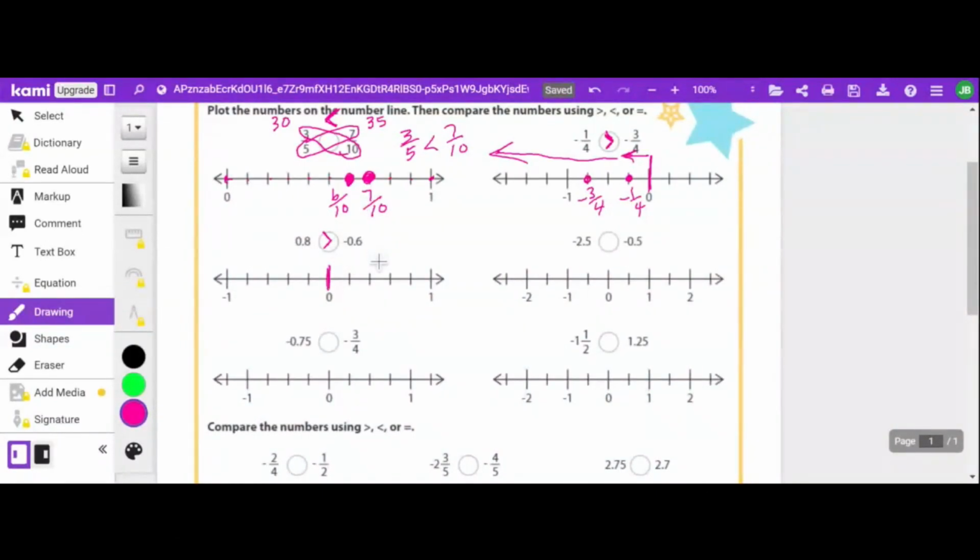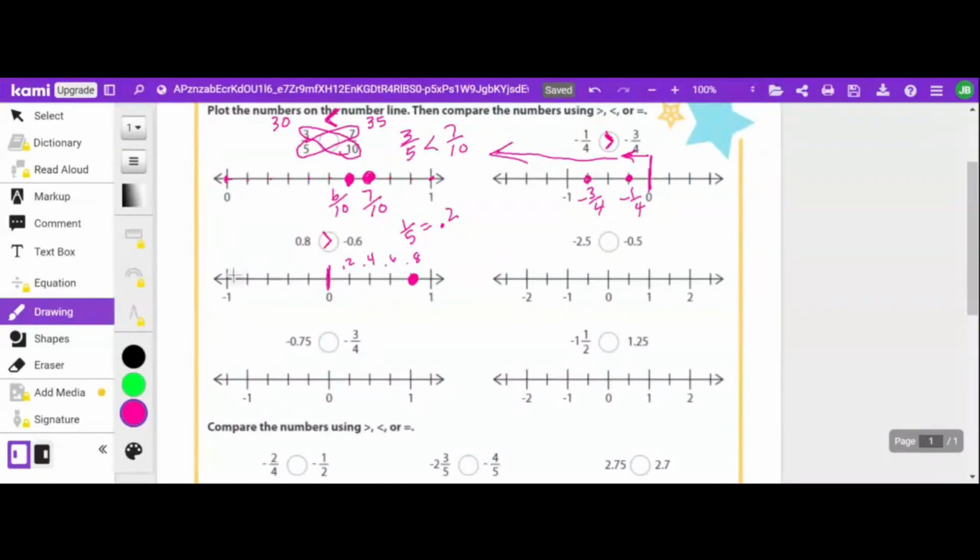And let's see how we have these marked off. There are 1, 2, 3, 4, 5 units. And so this means that this number line is marked off in fifths. 1/5, 2/5, 3/5, 4/5, 5/5 would be 1. In decimal format, if we take 1 and divide it by 5, we get 0.2. So that means that this is 0.2, this is 0.4, 0.6, 0.8, and then 1. So 0.8 sits right here on the number line.